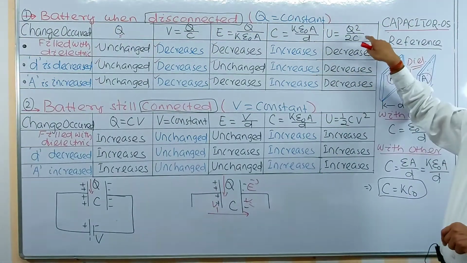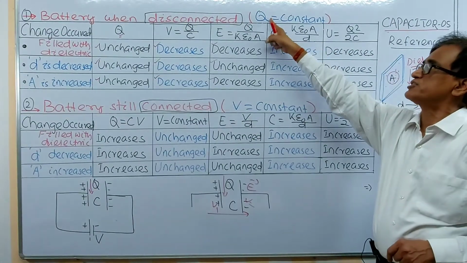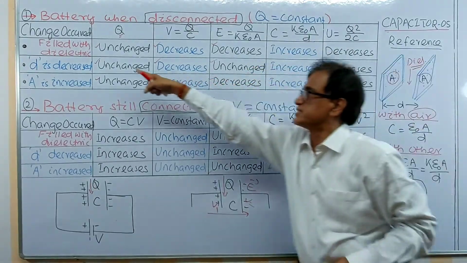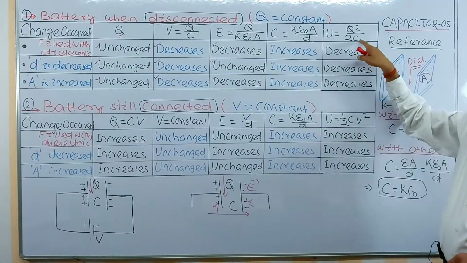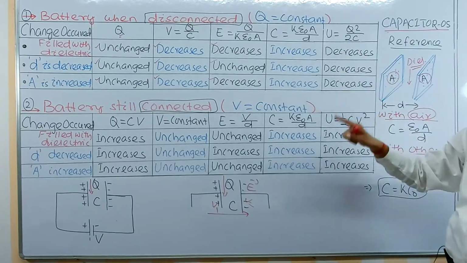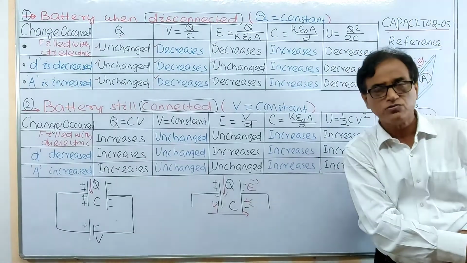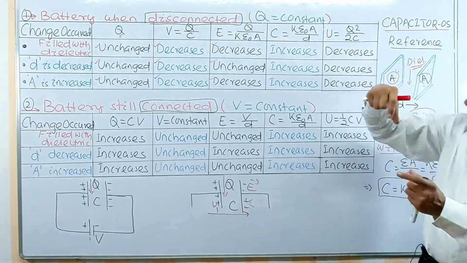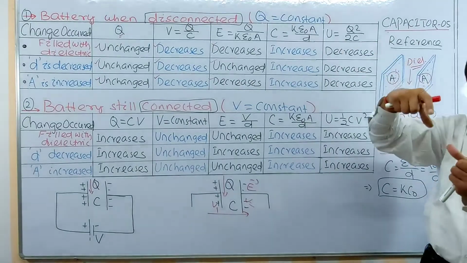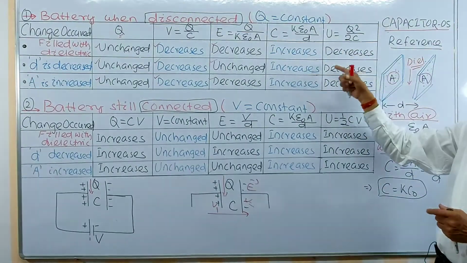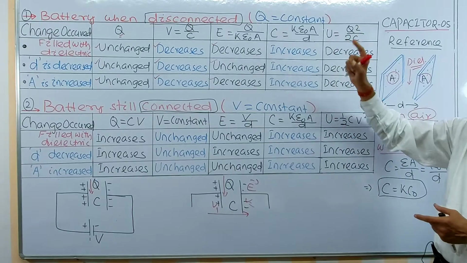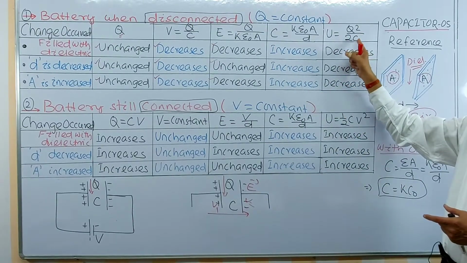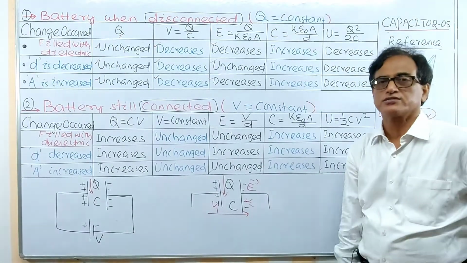This formula I am taking into consideration because here Q is constant. This numerator is constant. Now, in almost all three cases, capacitance increases. That's why energy in this case decreases. That means whenever the battery is removed, in almost all cases, if we introduce a dielectric, then the energy stored decreases. If you decrease the D, then energy stored decreases. If you increase A, it also decreases, because in almost all cases capacitance increases in these three cases.